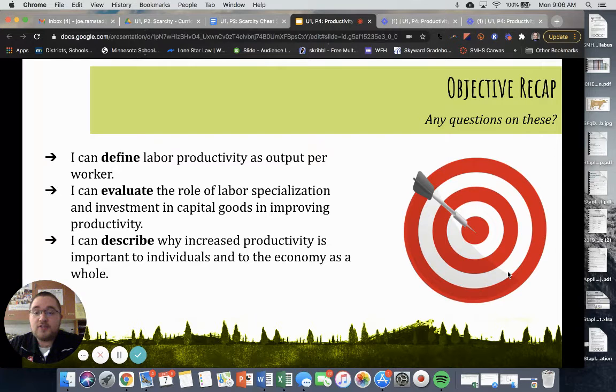And lastly, we can describe why increased productivity is important to individuals and to the economy as a whole. Because if we have increased productivity, we're going to be able to produce more output, and therefore we're going to be able to increase our profit as an economy and as individuals.